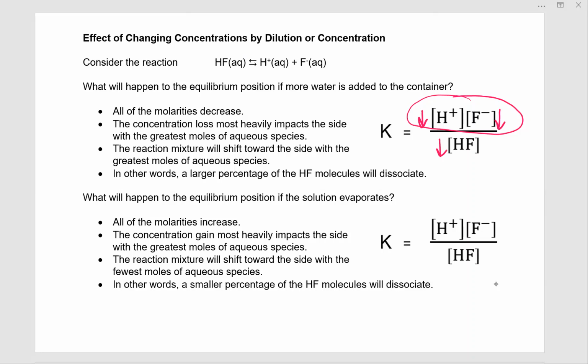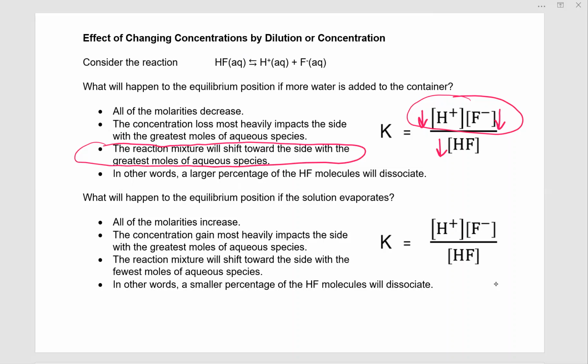The reaction will shift towards the side with the greatest moles of aqueous species. This is always what will happen when you dilute. This reaction mixture will shift toward the side with the greatest moles of aqueous species. In other words, a larger percentage of the HF molecules will dissociate. It's just the opposite if the solution evaporates.